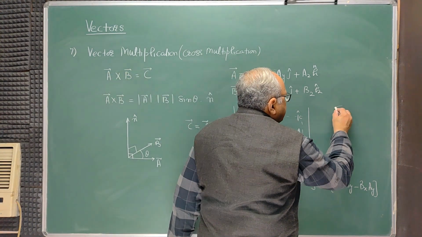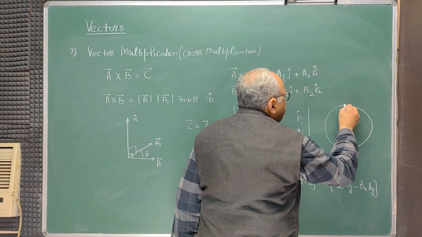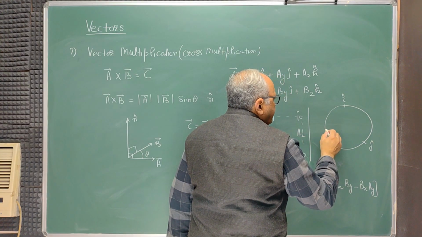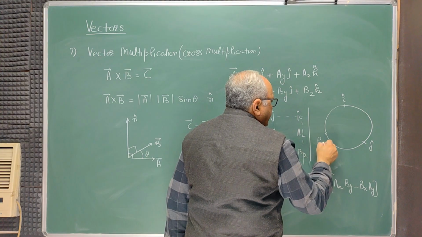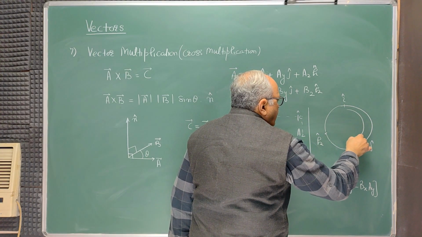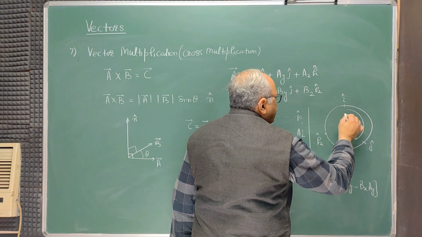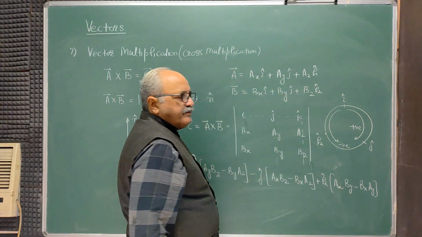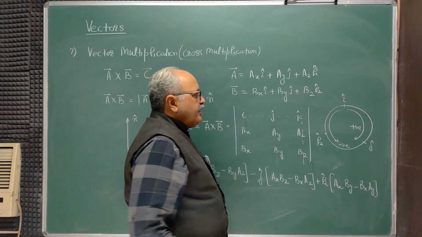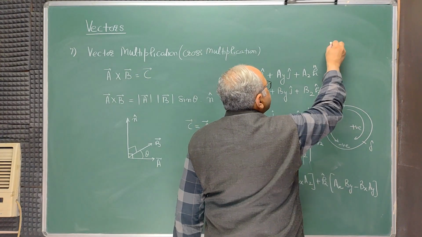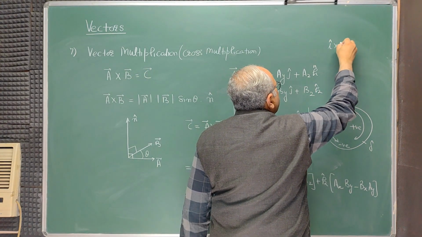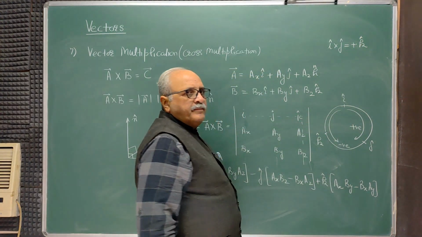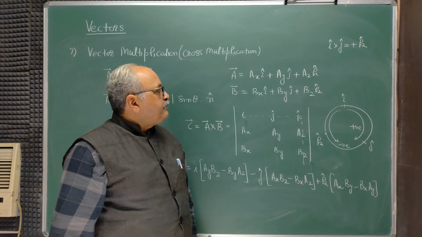There is another rule which you should remember. If you write i, j, k this way and go in the clockwise direction, use a positive sign. Going in the anti-clockwise direction, use a negative sign. What does it mean? It means if I write i cross j, this is positive k. Take the third one, but with a positive sign.